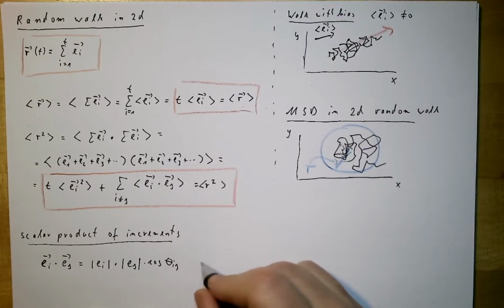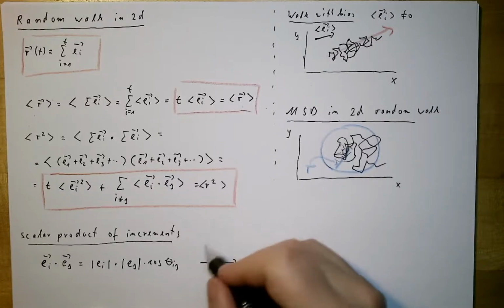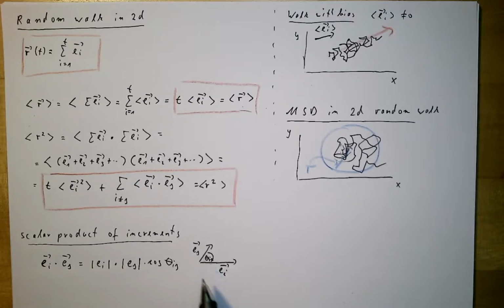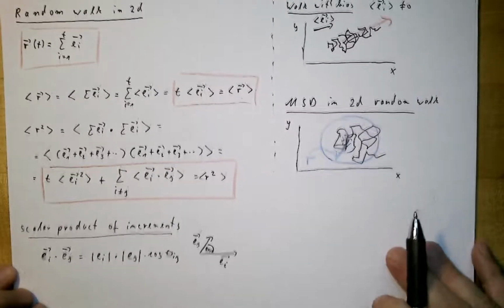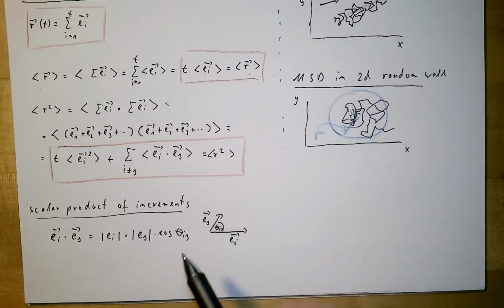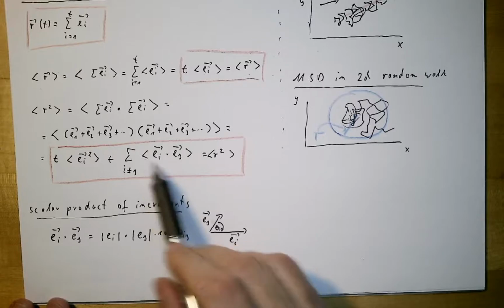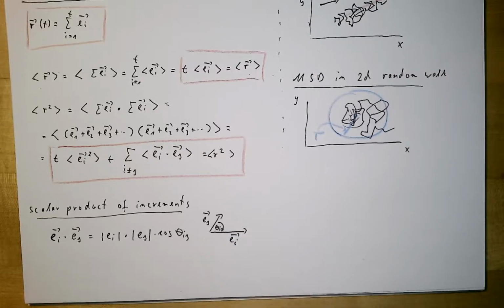So if we have one increment e_i, if this increment is this vector, and we have another increment e_j, and then we have here the angle theta_ij, then the scalar product depends on the absolute length of the two vectors, and then the cosine of this angle, which basically means when we look at this, we take an expectation value of such cosines of angles.